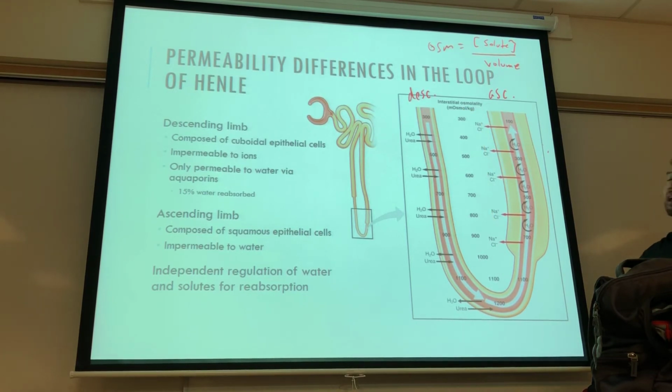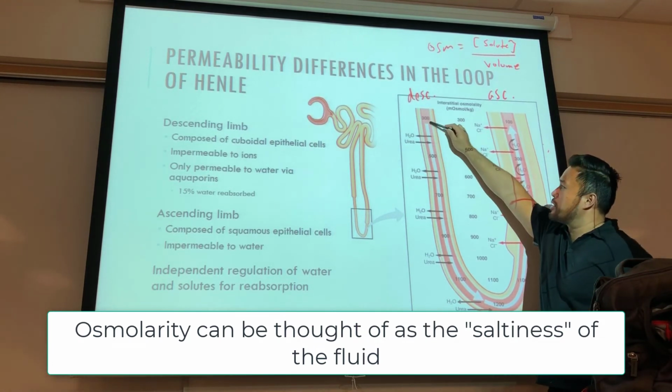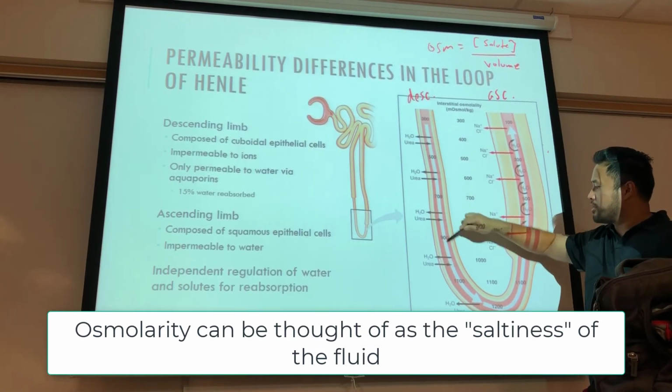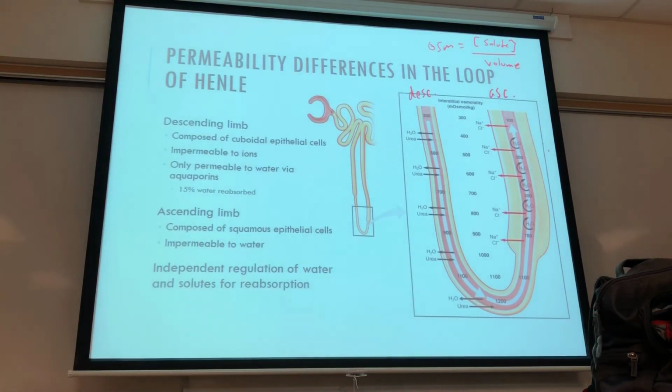So something that has a lot of solute and very low volume is going to be hyperosmotic. And that hyperosmotic is going to be a fairly high osmolarity. So what you're going to be able to see is when we go from 300 to 500, 700, 900 to 1100, we see a rise in osmolarity.